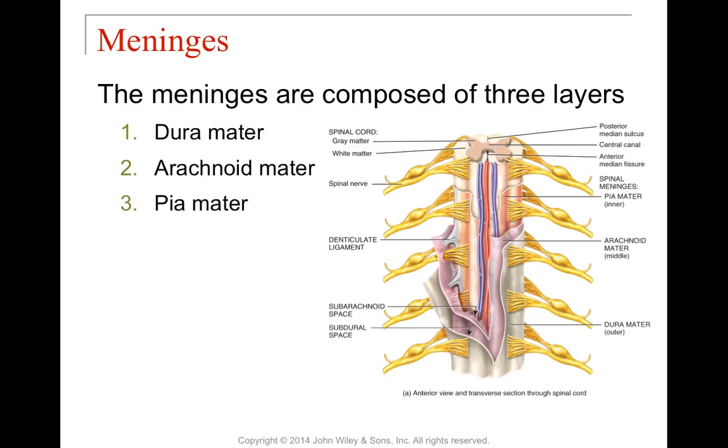All right, so the meninges, as I just mentioned, that's what can get infected if you get meningitis. The meninges have three separate layers. The outermost layer is the dura mater. The innermost layer is the pia mater, and then the middle layer is the arachnoid mater.